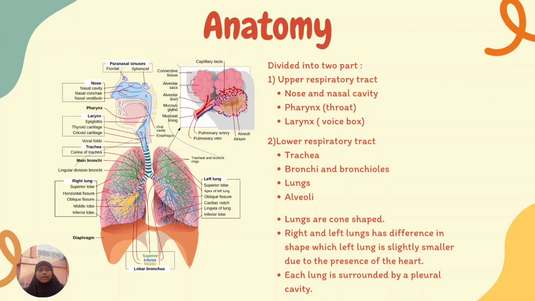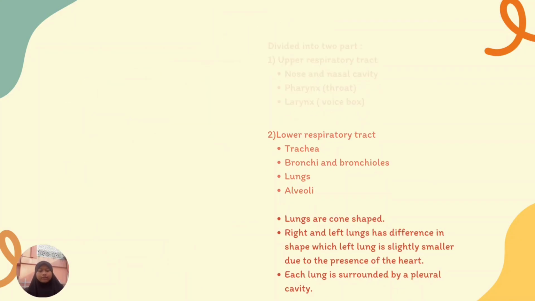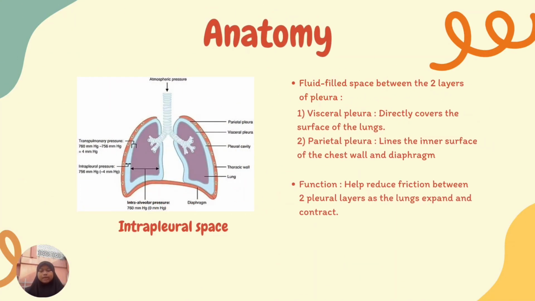Each of our lungs has a cavity, a pleural cavity. So what is the intrapleural space? Intrapleural space is a fluid-filled space between the two layers of pleura, the first one is visceral pleura and the second one is parietal pleura. If you guys look at the picture, the one that is colored blue is the visceral pleura. It directly covers the surface of the lungs, and the one that is colored red is the parietal pleura, which lines the inner surface of the chest wall and diaphragm.